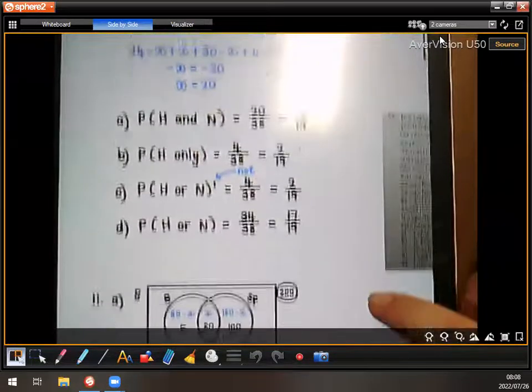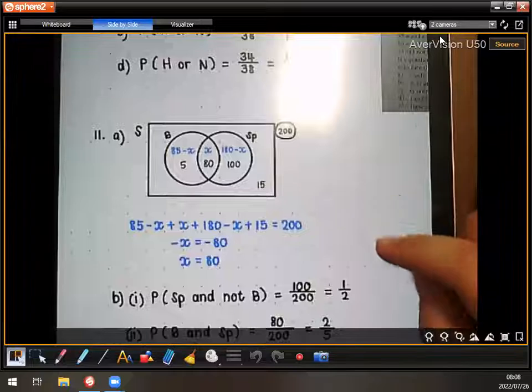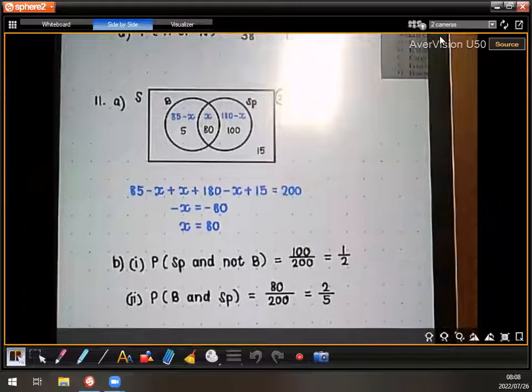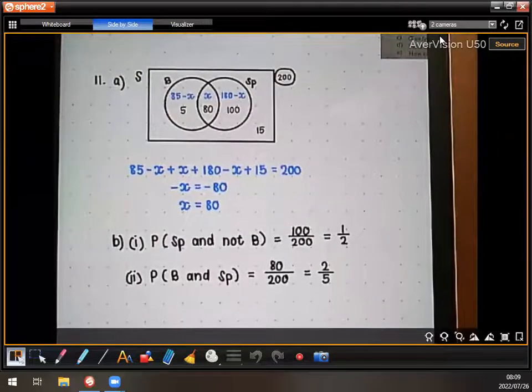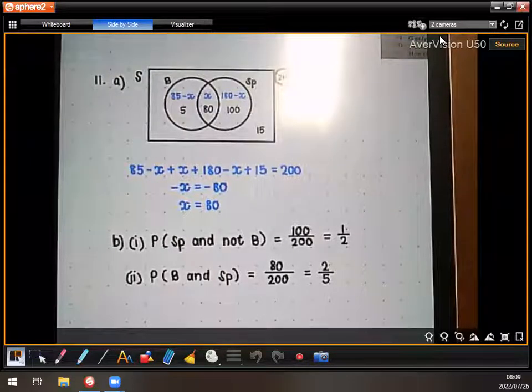Okay, 11 was similar. You had to do basically the same thing. It was about newspaper readers. So guys, when you are looking through this question, you need to see that they're talking about two different things here, the business section and the back page sport. So I used a B, and then an SP for sport. I didn't want to use S again because S is used for the sample space. Just check that you don't have an S on the outside and an X on the inside.